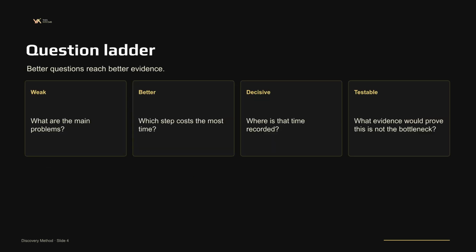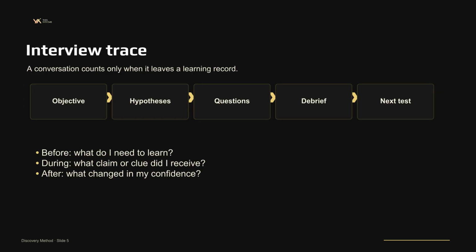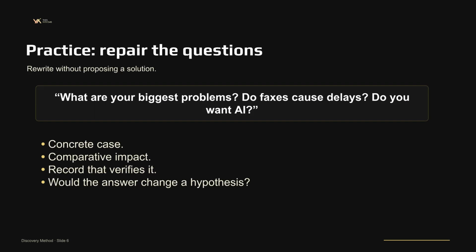Improve the quality of your questions as you investigate. By climbing the ladder from weak questions to testable ones, you reach better evidence and more reliable results. A conversation only has value if it leaves a learning record. Prepare before you speak, capture claims during the talk, and debrief on how your confidence changed afterward. Now, let's practice. Can you rewrite a vague request into a specific, evidence-based question without suggesting a premature solution?